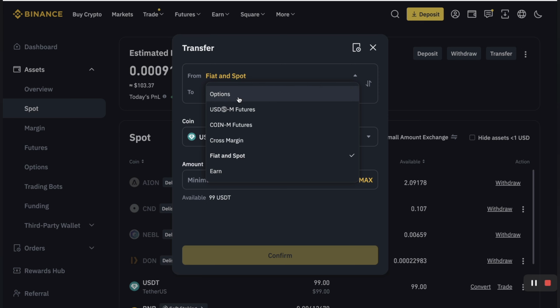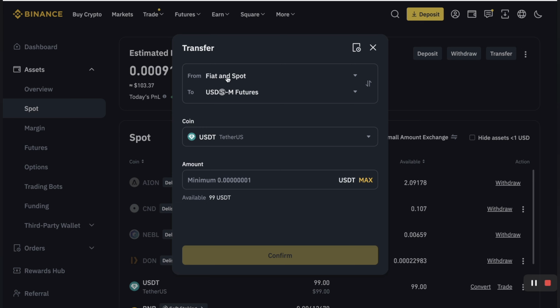All right. Okay. Let's say from the spots. Why am I not seeing the spot trading? Okay, let me just say from to futures. Can you see? You have to just make sure your account is like this. You can say either fiat and spot. You can see fiat and spot. Then you want to transfer to USDT and futures. Can you see? Let's say I want to select.